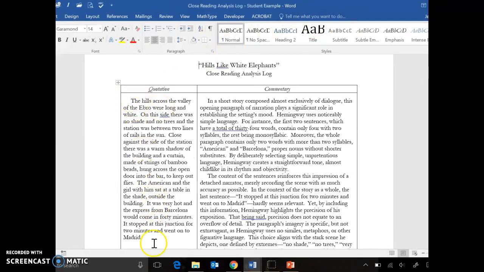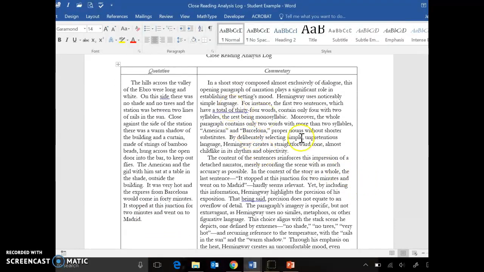So here's the passage that the student selected, which is actually the first paragraph of Hills Like White Elephants. And then here is the analysis. And so let's take a look at the analysis. I want to read through it with you and talk a little bit about what I'm seeing and what I want to see in your own analysis.